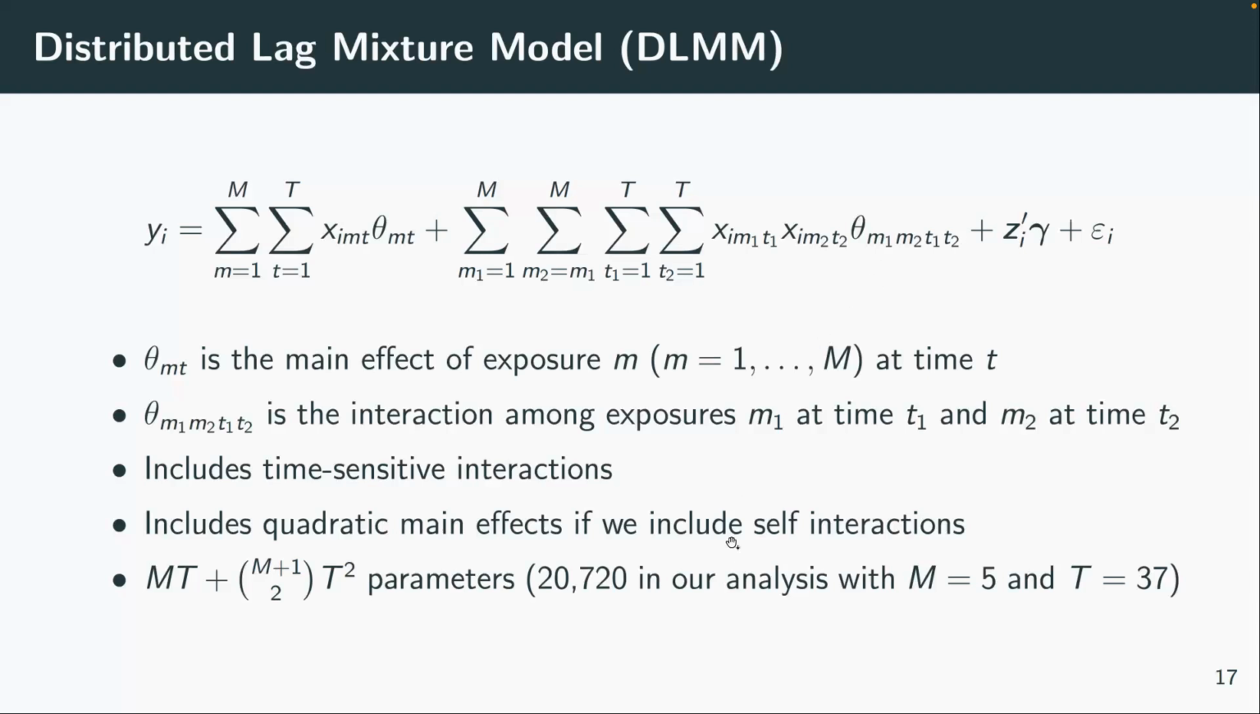And so the challenge here is that this is a big model, right? We have M times T, M plus 1, choose 2 T squared parameters, and this grows quickly in both M and T. In a data example later, we have 5 components and 37 time points, and that gives us 20,000 parameters. So that's a big model already, especially if we want to think about fitting this on birth cohorts that aren't huge. The other challenge is that we need to come up with a nice way to add structure to all of these parameters to regularize our model. And that's where the trees come in, building off that basic tree distributed lag model approach.